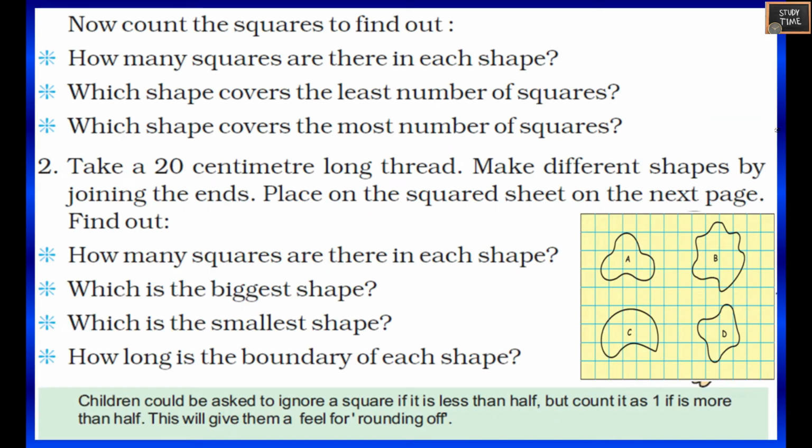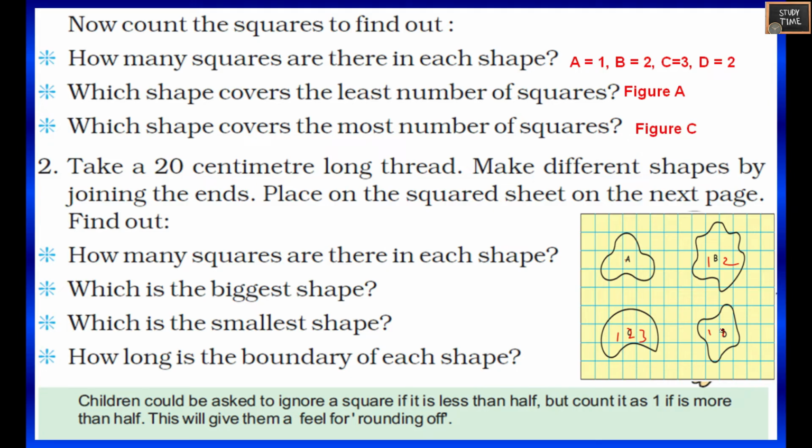Next, now count the squares to find out how many squares are there in each shape. So let us find A equal to 1. So you don't have to count the squares, count only the square which is whole. So here it is 1, here it is 2. 1, 2. In C it is 1, 2, 3. In D it is 1, 2. Which shape covers the least number of squares? Least is which is lowest. So figure A. Most number of square is which is highest, that is figure C.